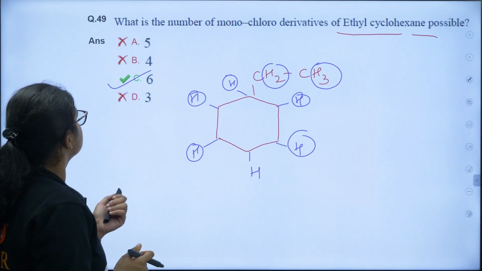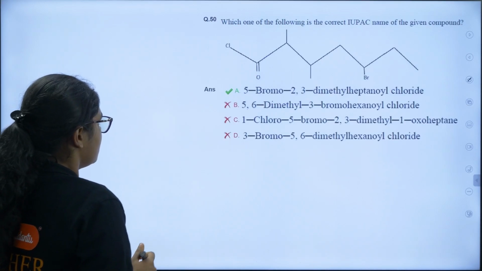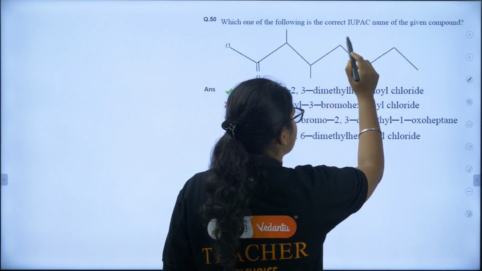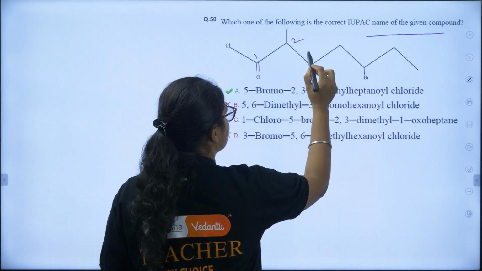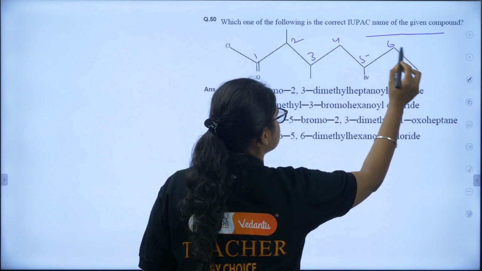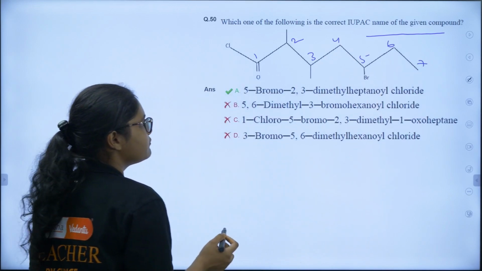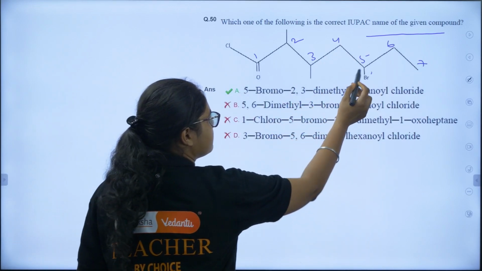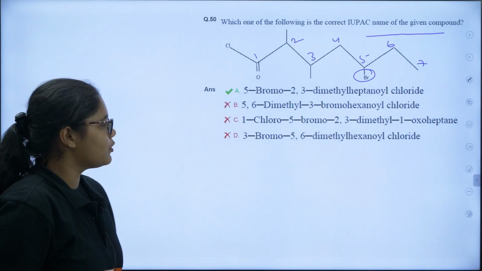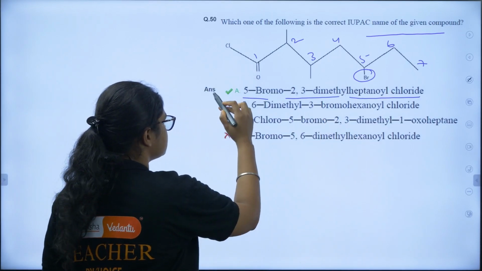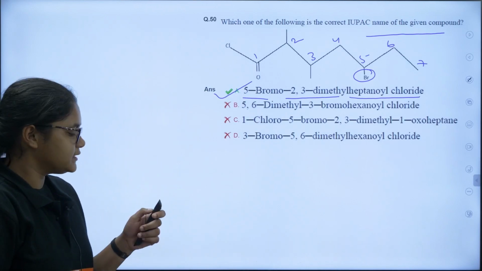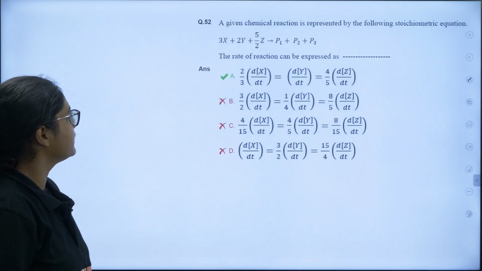Okay, now let us see the next question. Which one of the following is the correct IUPAC name of the given compound? So if you see, we can number 1, 2, 3, 4, 5, 6 and then 7, right? So we have 2,3 dimethyl and then we have 5th bromo, right? So alphabetical order: 5-bromo-2,3-dimethyl heptanoyl chloride. So correct answer is option number A. Okay, easy question.